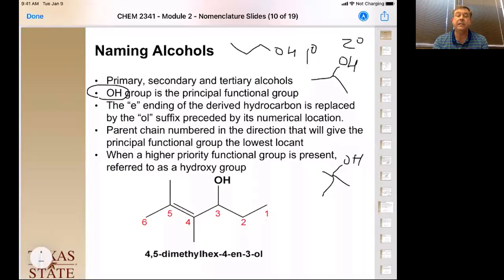If there's even a single double or triple bond, we're going to have that AN, or that EN or YN in the name. Okay. So in this case, because we're naming it for the alcohol, the alcohol functionality has to be on the main chain. Okay, so we can't just call it a substituent. It's now on the main chain because it's naming the compound.